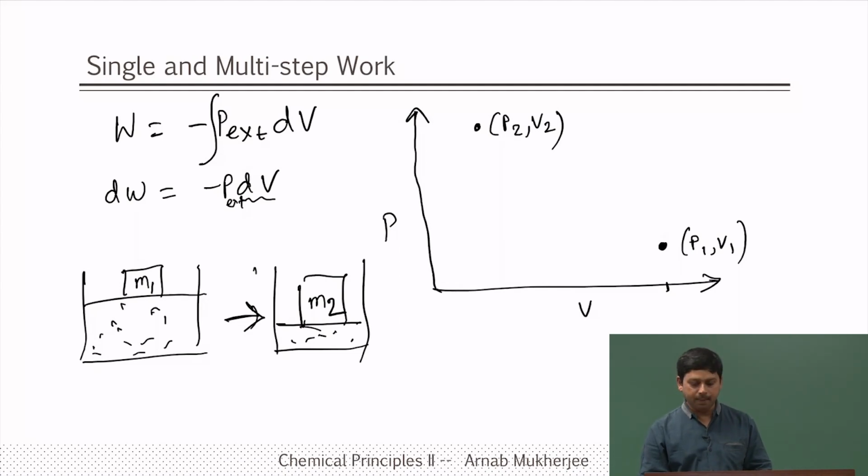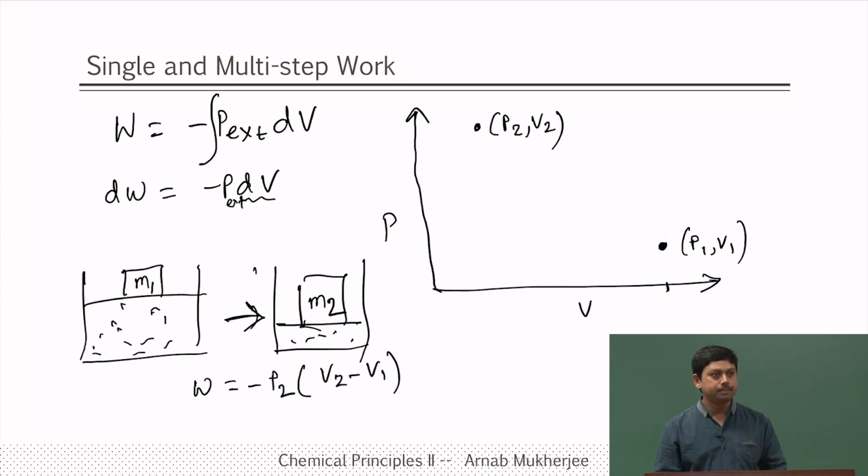If we go in one step, then how much will be the work done in that case? I said that we have to always consider the final pressure, because that is the pressure to which the system is going to go and equilibrate. So, my external pressure, since I changed to M2, is P2. So, now work done in this process is minus P2 (V2 minus V1), right, because that is the final state that we are going to reach, P2 and V2.